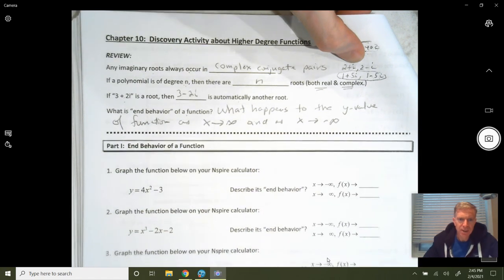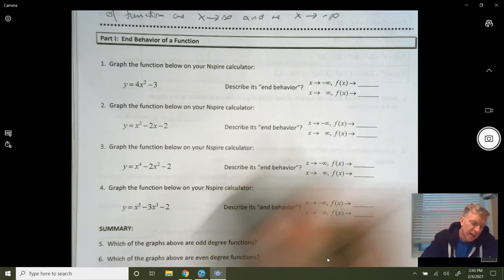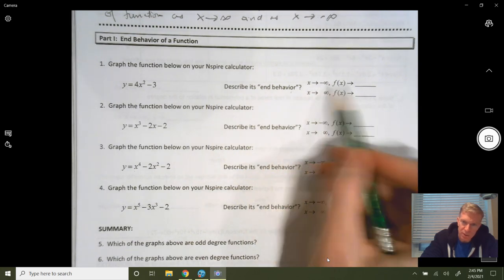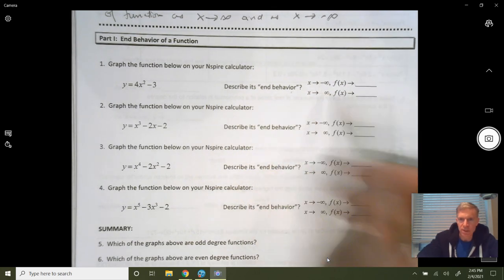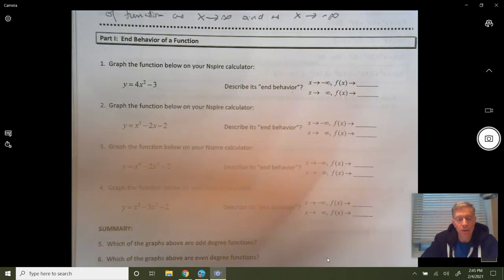Okay, now graph these 4 on your calculator. If you want, you can pause this, grab each of these 4, and determine the end behavior. As x goes off to the left, what's happening to y? As x goes off to the right, what's happening to y? Okay, pause now if you want to go ahead and do that, because now I'm going to go over them.